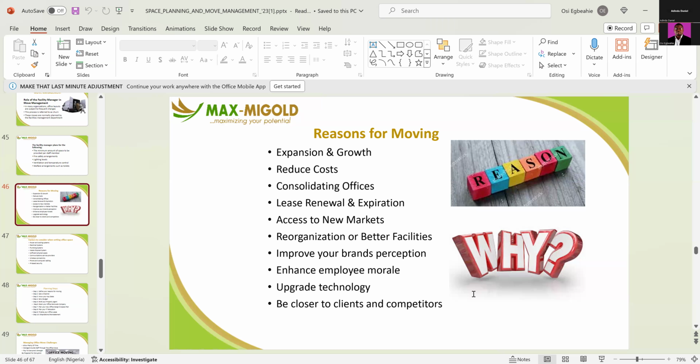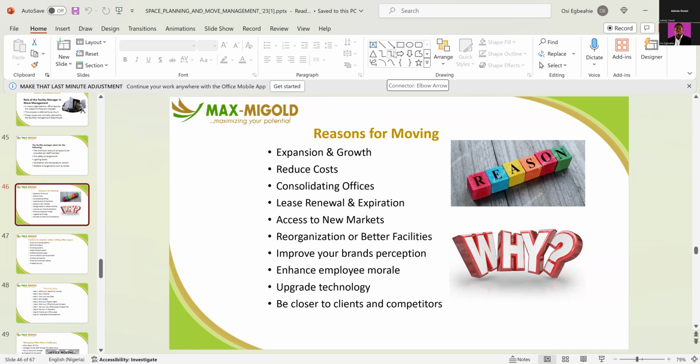And then normally, before any form of move happens, there is always a reason for it. Some of the general reasons that we have are: one, expansion or growth; reduction of cost, where the cost of the real estate is becoming too much and they need to reduce, probably look for a smaller area for the organization to be able to manage. Then consolidation of offices: maybe you have offices in different locations and you want to bring them into one particular location.